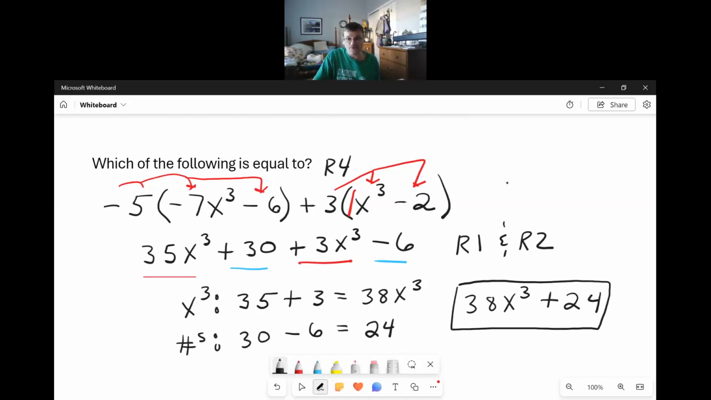Polynomials with the highest exponents come first. Numbers are always last. Housekeeping of algebra. And again, it doesn't matter the order in which you're combining these. Just remember in the end, make sure you put the term with the highest exponent variables first, and then everything else comes in the middle, and then the numbers are last. And that's our final answer.